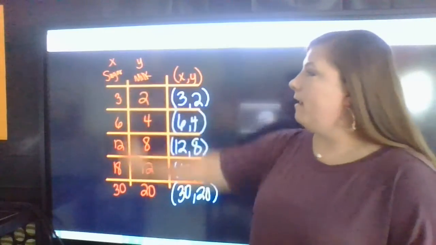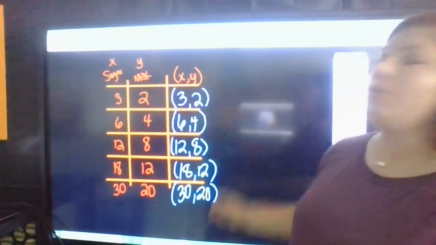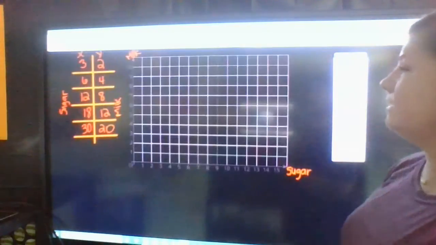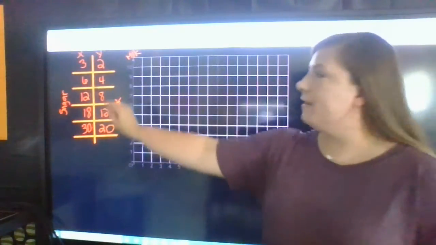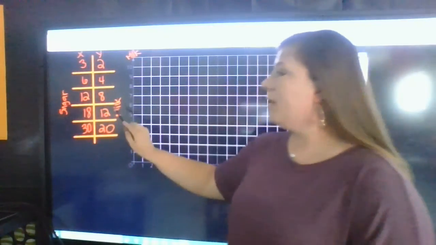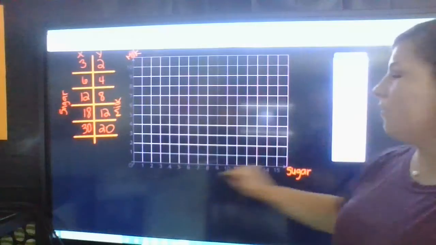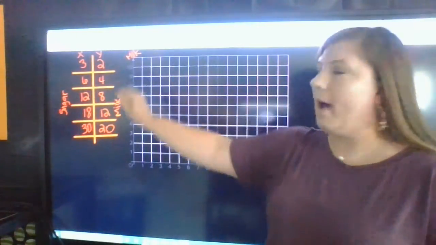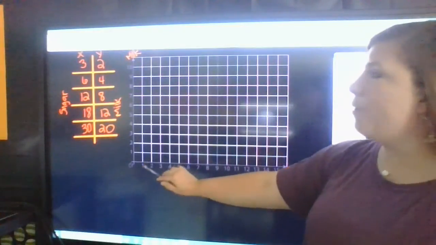So I took my sugar and milk and again created XY values so that we can graph them on our next slide. So now we also have again the XY values written out here. We've labeled our sugar and milk, and we took it into a coordinate plane and we labeled sugar as X and milk as Y. So now we can graph these points.